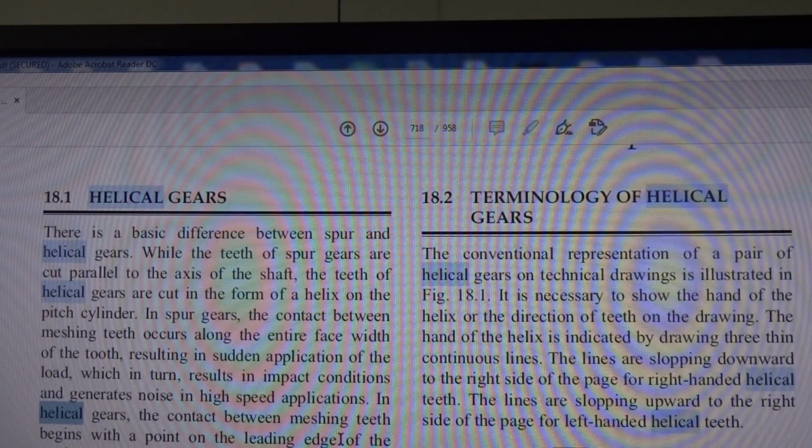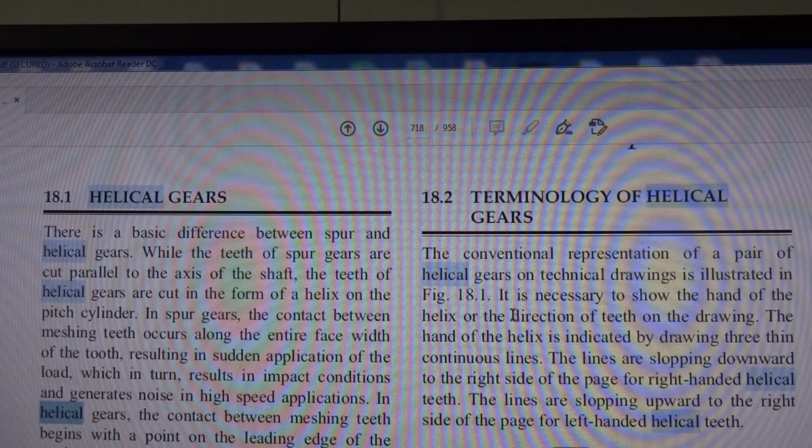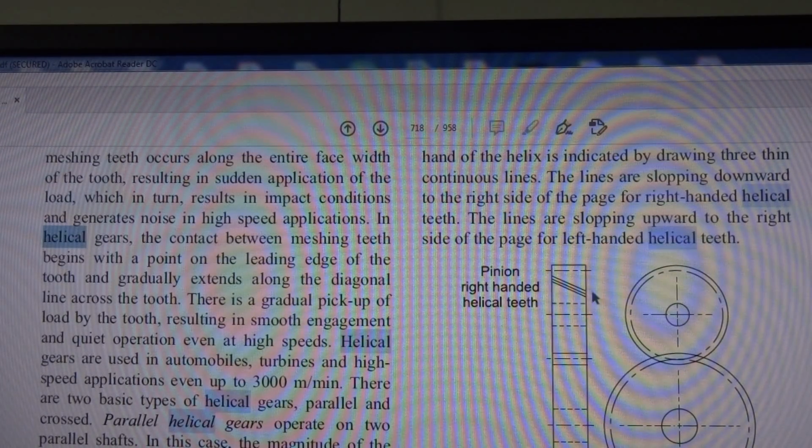So, there are some terms which are important to know related to the helical gear. The first one is the hand of the helix. The hand is indicated by drawing three thin continuous lines, which is shown in the figure.